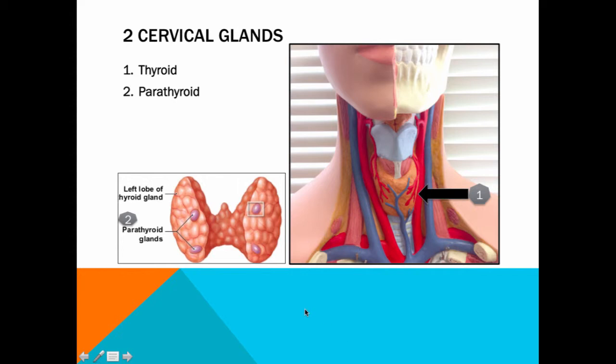Now let's talk about the glands in the cervical region. These are the thyroid, right here seen in the throat, right below the thyroid cartilage. So the thyroid cartilage is here, and then right here this gland is the thyroid. If we turn this thyroid around, seen here, we see the parathyroid glands here, here, here, and here. They look like little seeds. These are the parathyroid glands.